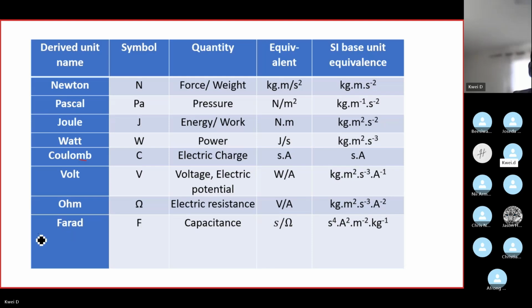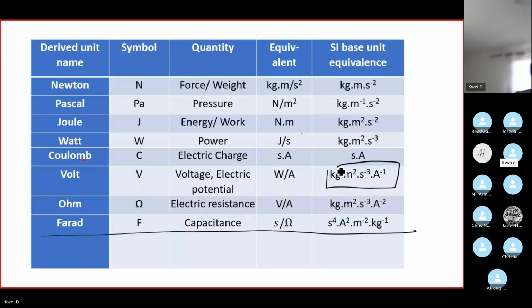Okay, we have the coulomb, C, which measures electric charge, which is the product of time and current. Then we have the volt, which measures what we call electric potential, or sometimes voltage, which is equivalent to the watt per ampere. And the SI base unit equivalence is this. But instead of writing all this, we just put V there.